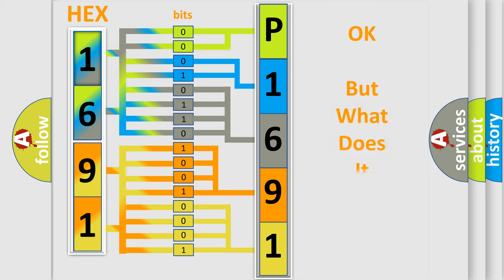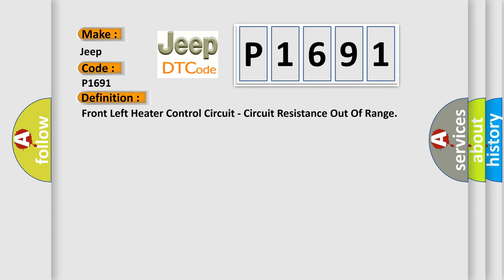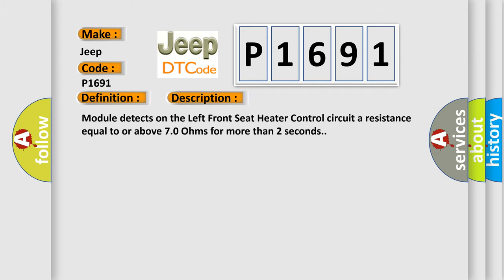The number itself does not make sense to us if we cannot assign information to what it actually expresses. So, what does the diagnostic trouble code P1691 interpret specifically for Jeep? The basic definition is front left heater control circuit, circuit resistance out of range. And now this is a short description of this DTC code.